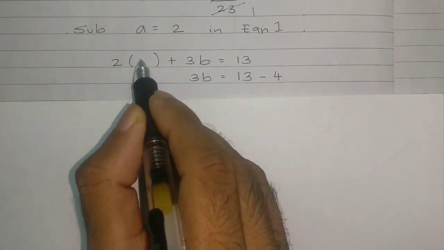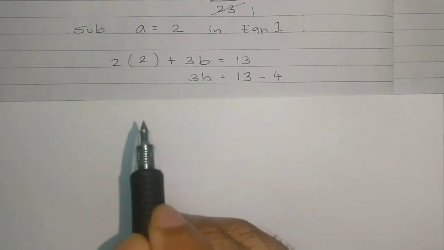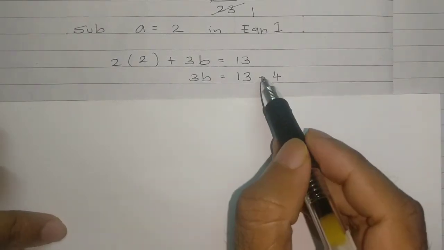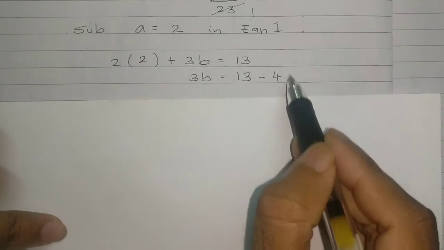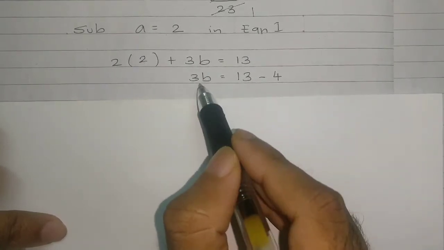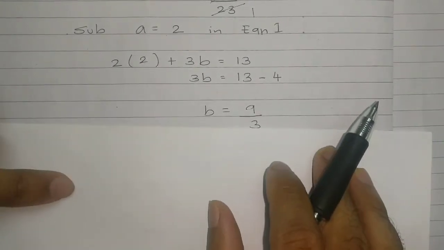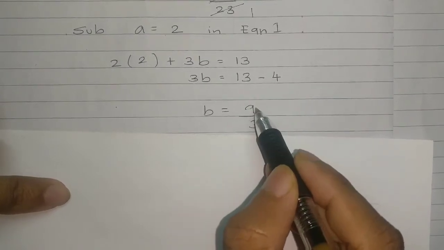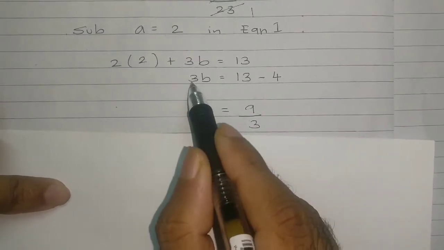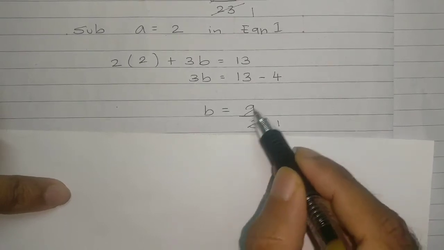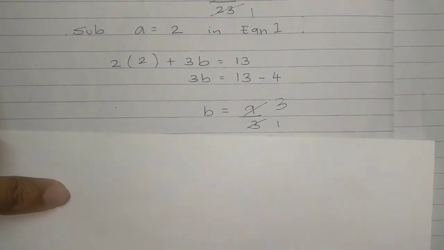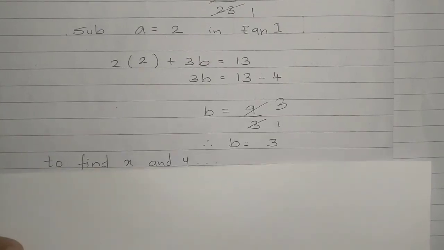So 2a, and this would become 2 to the is 4, so 13 minus 4 is equal to 3b, and this is 13 minus 4 is 9, b I've kept over here. This 3 which is multiplied goes on the other side, gets divided. So 3 ones are 3, 3 threes are 9. So my b value is equal to 3.